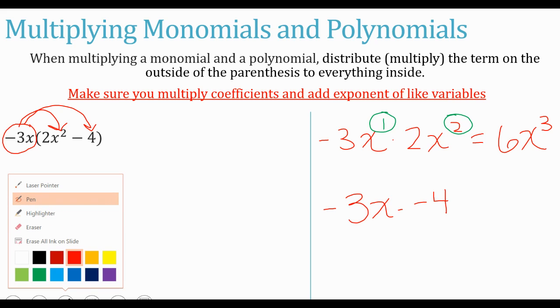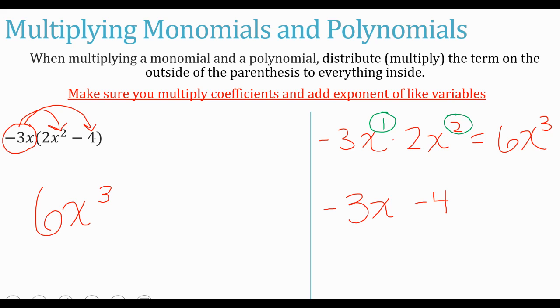Okay, that is supposed to be a multiplication sign. Let me just fix that real quick. Okay. So a negative times a negative is going to be positive. 3 times 4 is 12. Now this minus 4 doesn't have an x, but this minus 3x does.